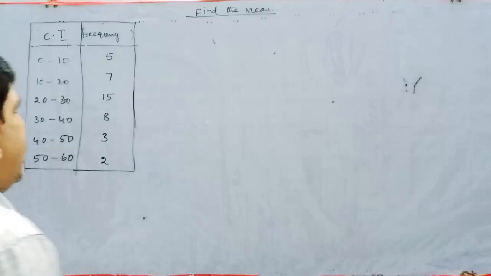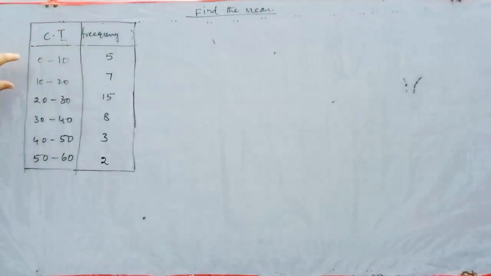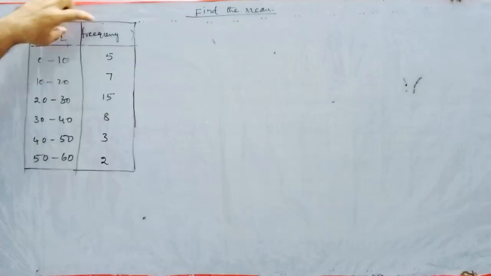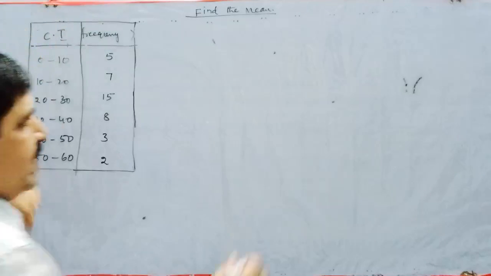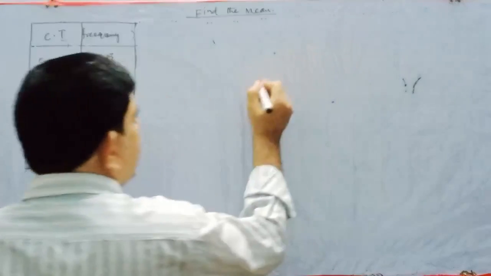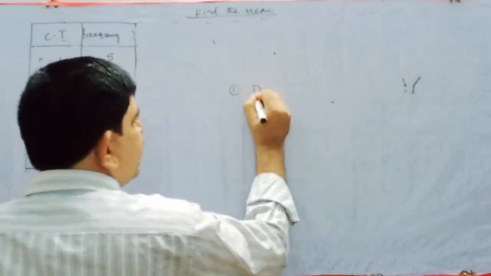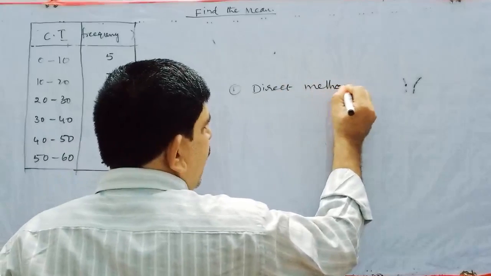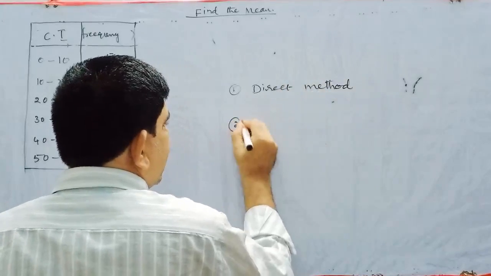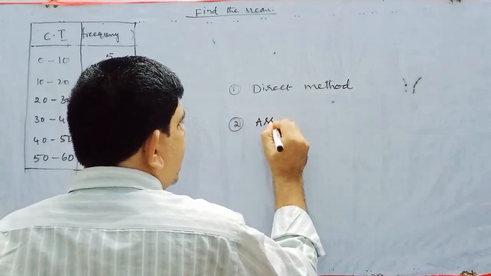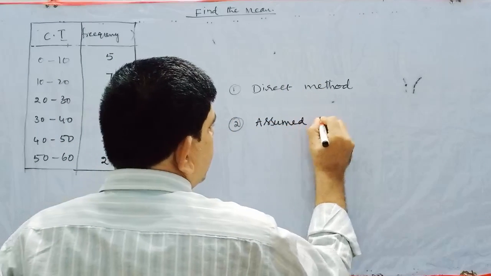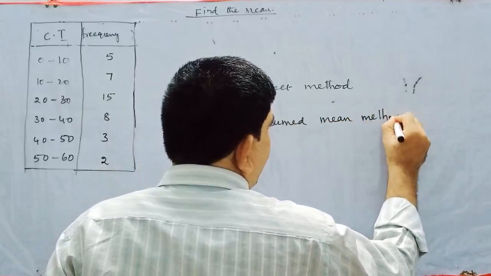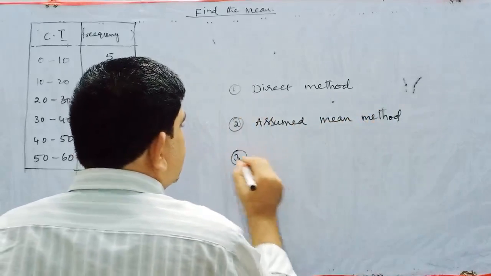See the example here. Find the mean of the given data. So here class interval and frequency is given. So using this we have to find the arithmetic mean. There are three methods to find the arithmetic mean. The first one is direct method. Second one is assumed mean method. And third one is shortcut method.